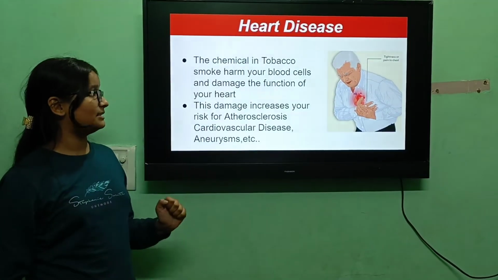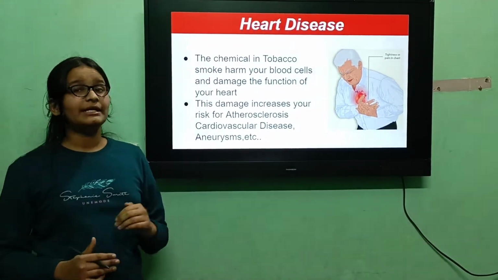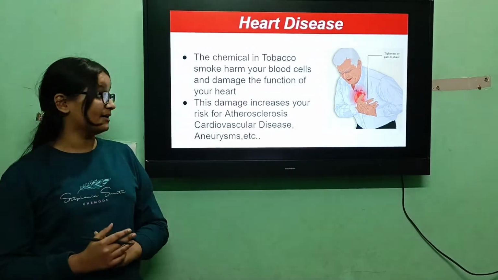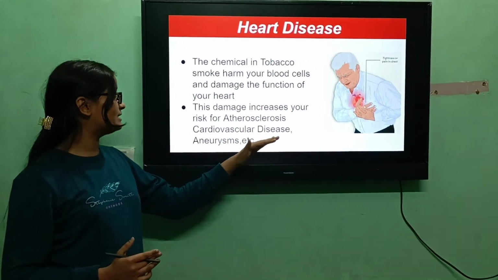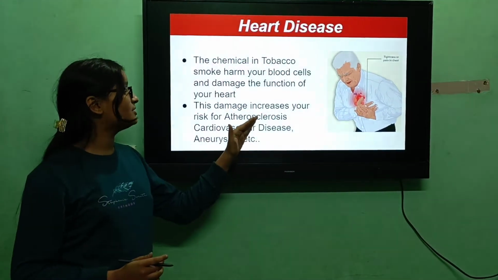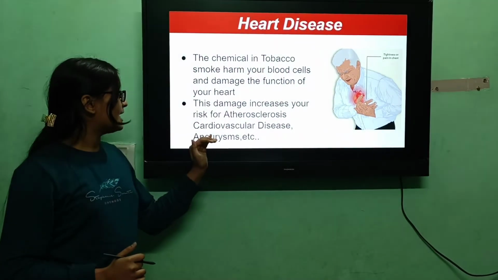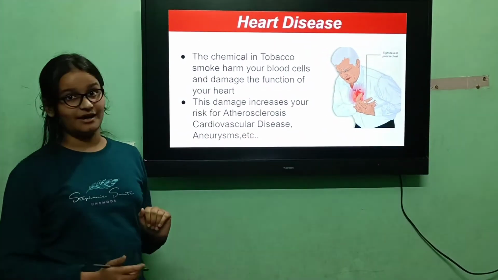First is heart disease. The chemicals in tobacco can harm our blood cells and damage the function of our heart. This damage increases our risk for atherosclerosis, cardiovascular disease and aneurysm, etc.